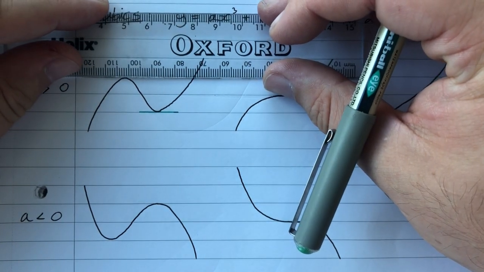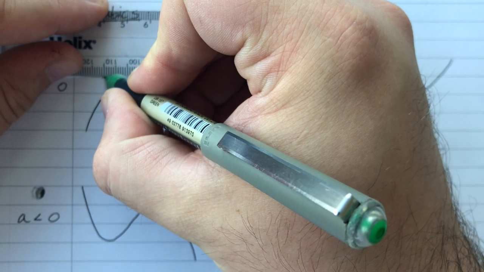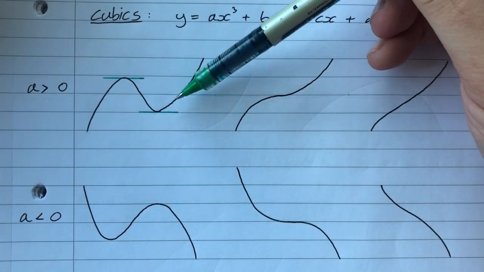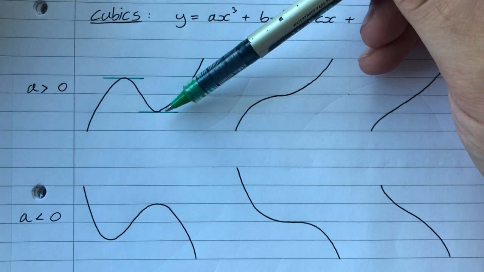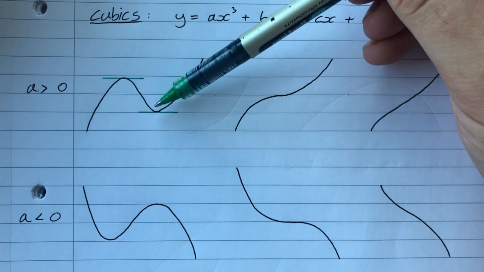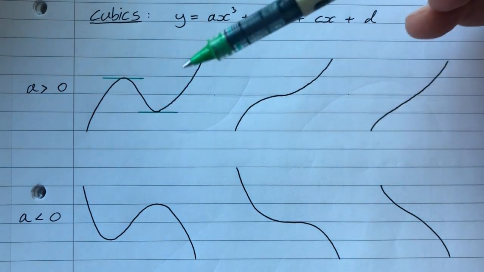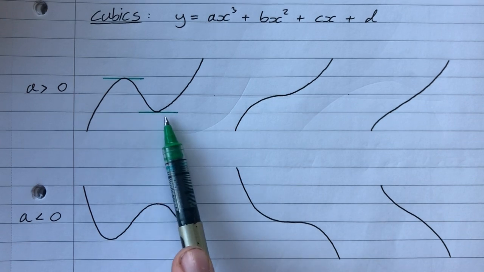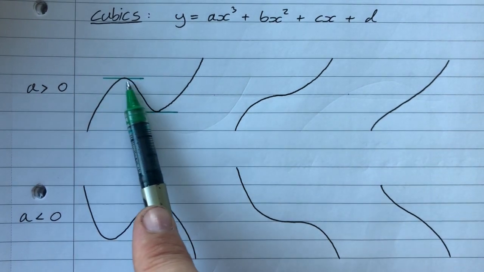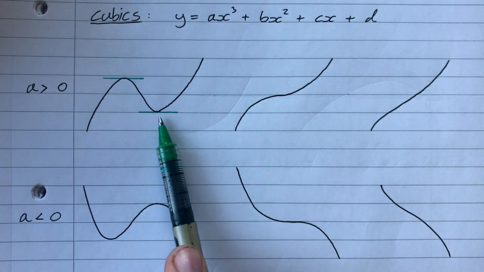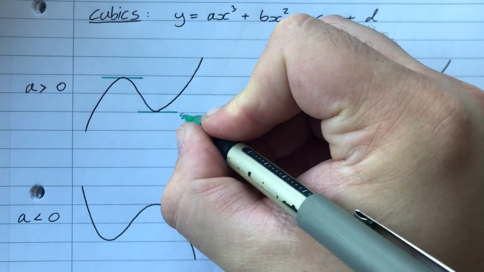Now, a gradient is, again, something you'll study when we do differentiation in a lot more detail. But for now, we're going to say that the gradient of the curve is the gradient of the tangent. That's what we'll say for now. So we can see the gradient here is horizontal, so it's got a gradient of 0. The same here. And if the gradient is 0, then it's called a stationary point. So these are stationary points.